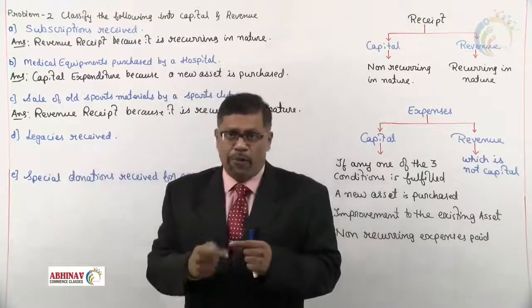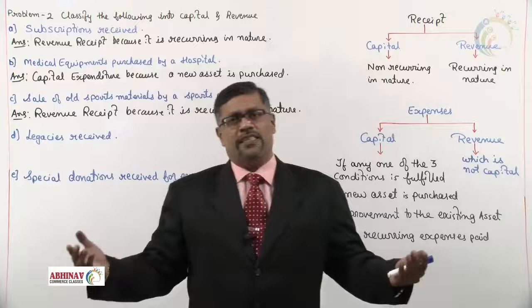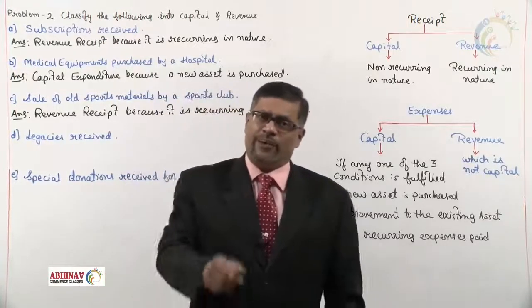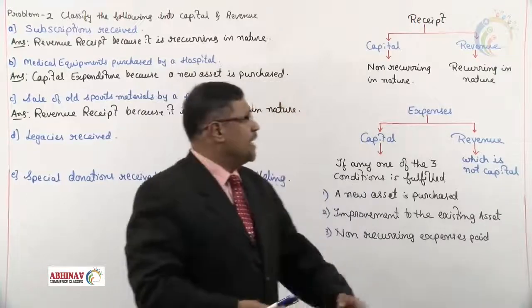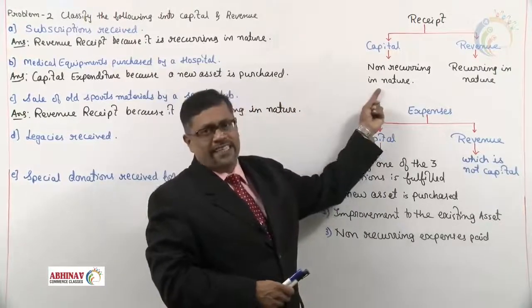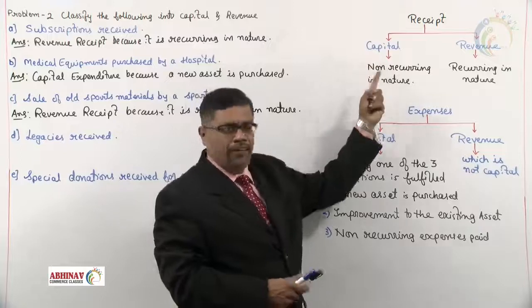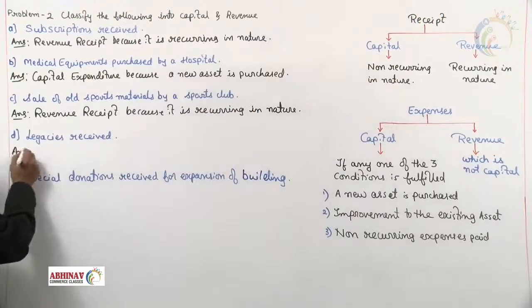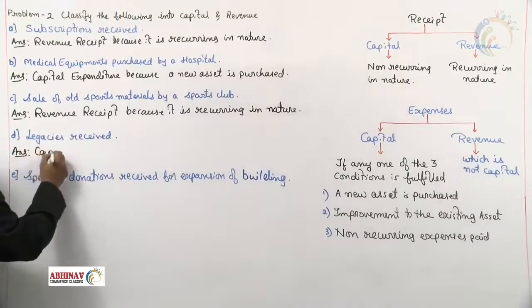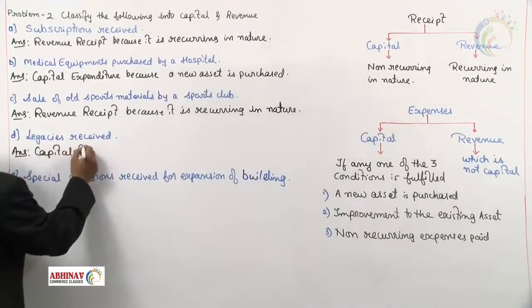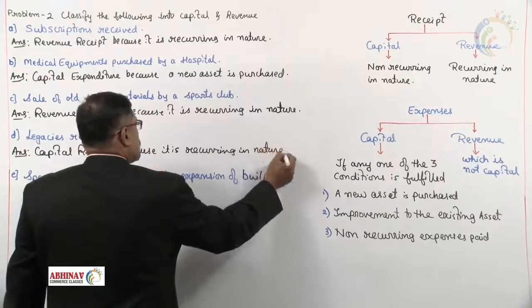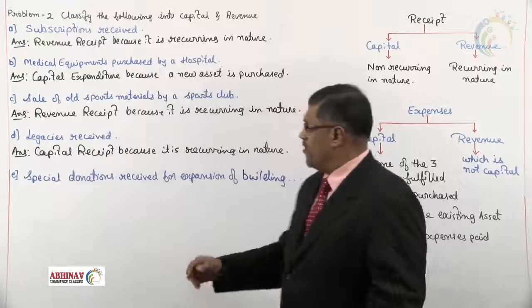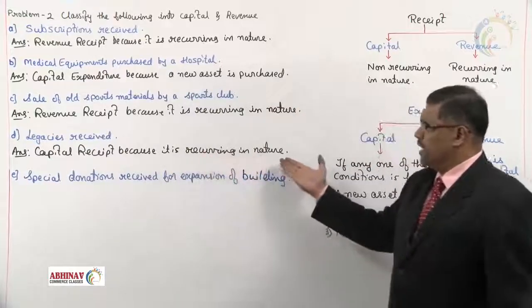So what is it? Do we receive that property again and again? The person dies only once. His will is executed only once. So that is a non-recurring receipt, nothing but a capital receipt. Let us write down the answer. Legacy is received, capital receipt, because it is non-recurring in nature.